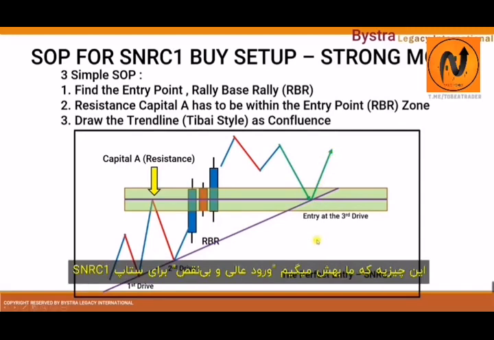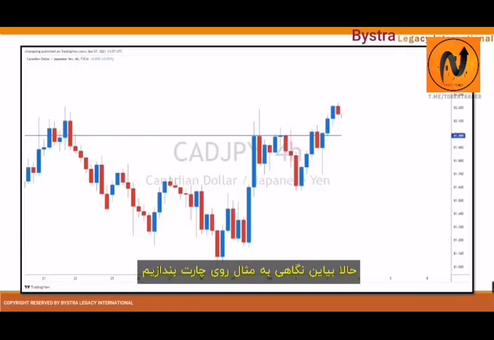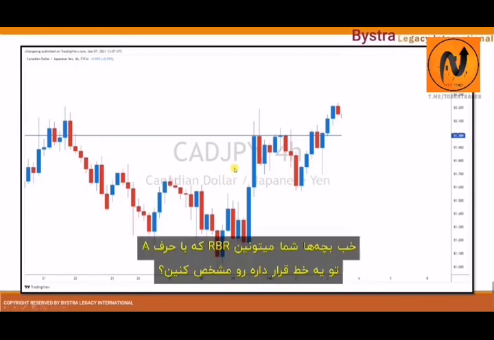Now this is what we call the perfect entry for SNRC1. If you find this kind of setup with a confluence of trend line, you can enter at a bigger lot than your normal lot. Now let's have a look at the example on the chart. So here I have CAD JPY on the H4 time frame. Do you guys able to spot the rally base rally in line together with the capital letter A?